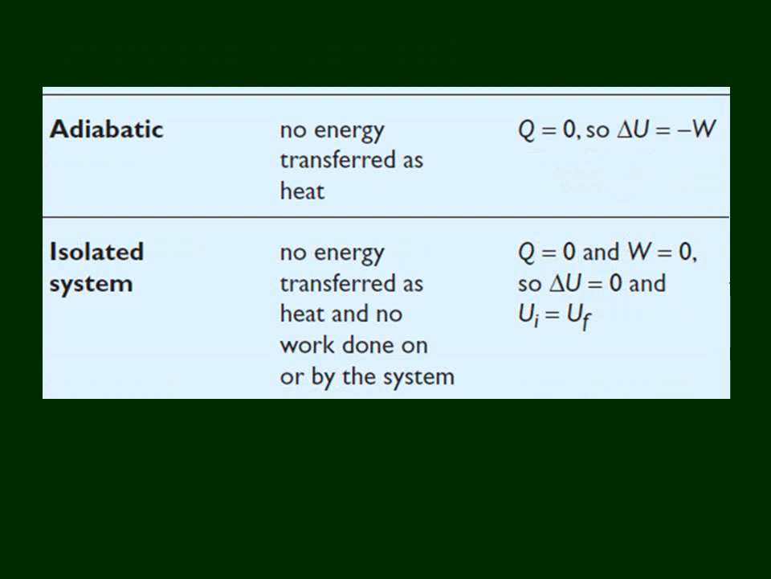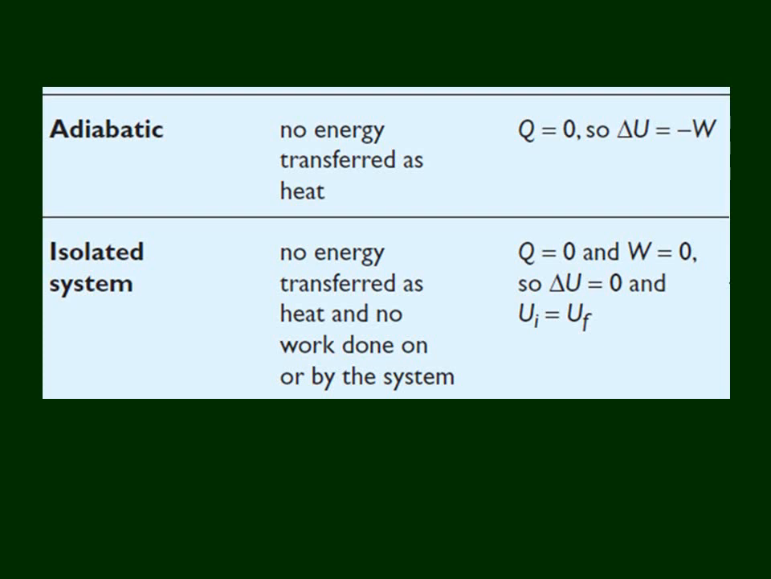Adiabatic process. We mentioned that adiabatic means thermally insulated, meaning no heat gained or lost. Q equals 0. No energy is transferred as heat between the system and the surroundings. As Q equals 0, substituting in the first law of thermodynamics, delta U equals negative W. So the internal energy can be changed by the work done.